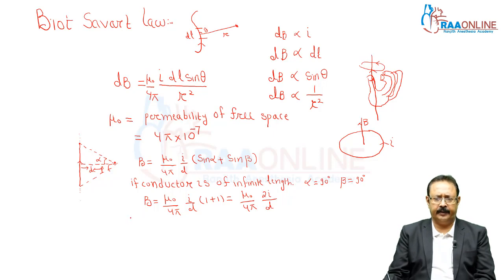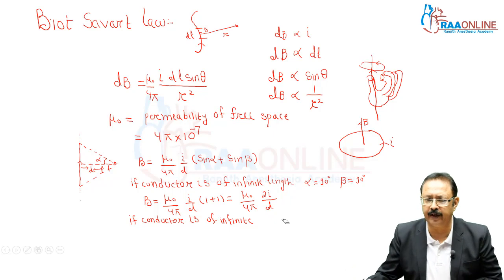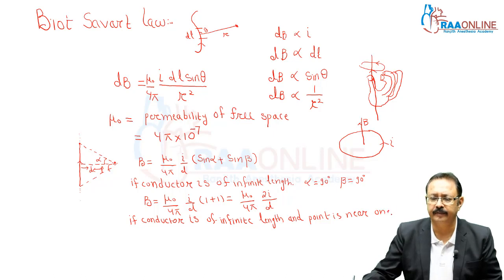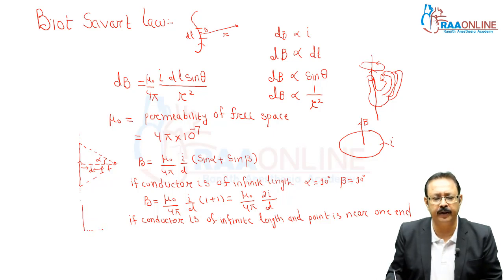If conductor is of infinite length, and you are, means that point where you want magnetic field, and the point is near one end, means one end is visible to you, it is of infinite length and the point is this.